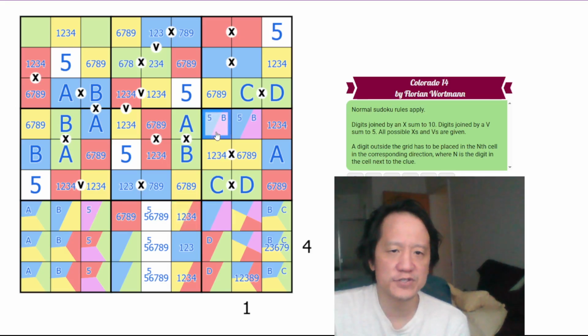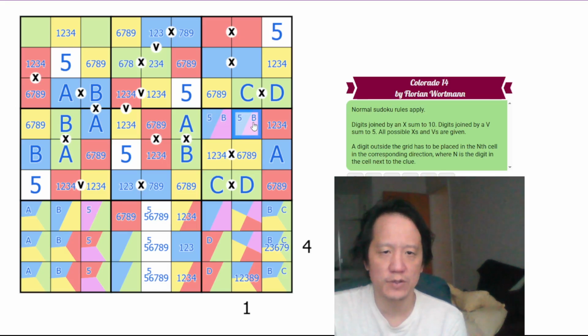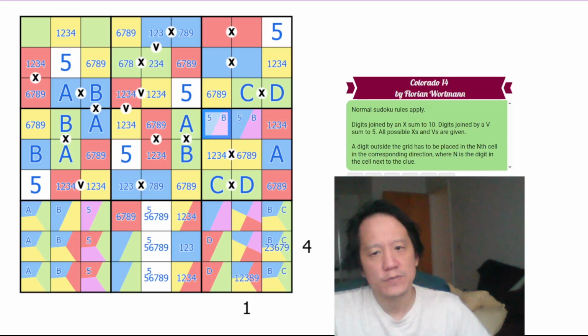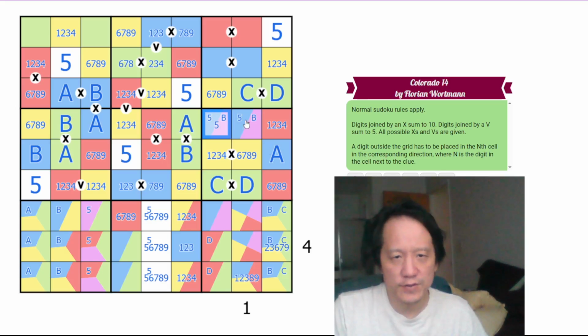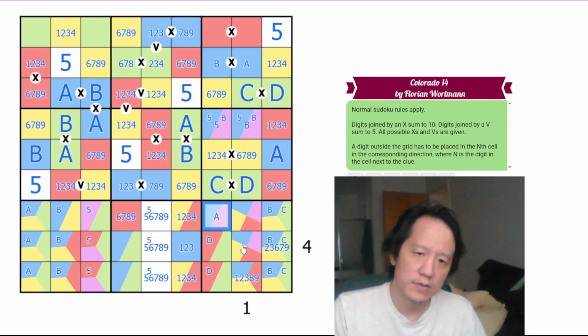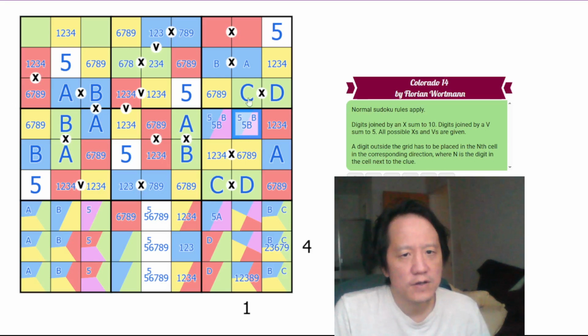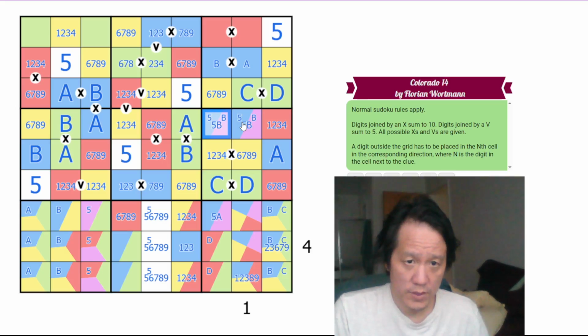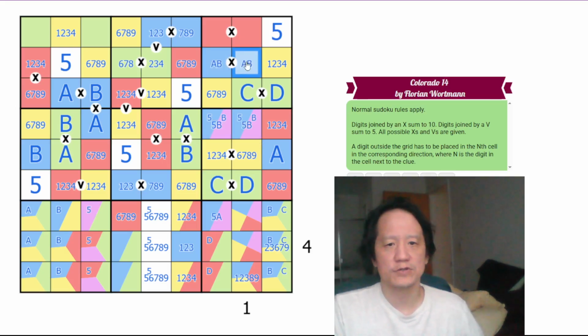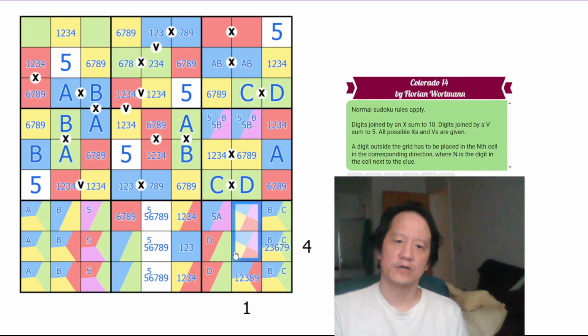So again, if this is 5, this must be B. So if this is 5, this is B, this is A, that must be B, and this must be A. So this is A or 5. If this is 5, this must be B, that's 5. This would be A, that would be B. So this could be either A or B.